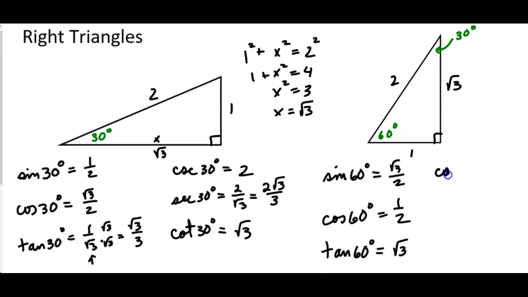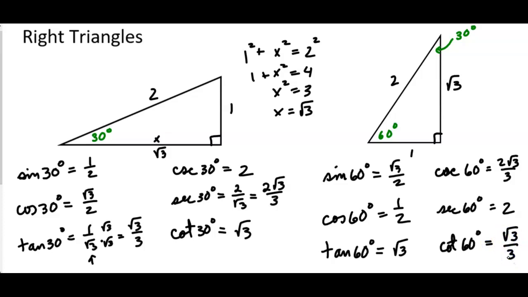Cosecant of 60 degrees is going to be 2 times the square root of 3 over 3. And the secant of 60 degrees is going to be 2. And then the cotangent of 60 degrees is going to be the square root of 3 over 3. So you can think about that more if you want to, but it's a way to find all those trig functions just by drawing the triangles out. And for me, I find that helpful at times.